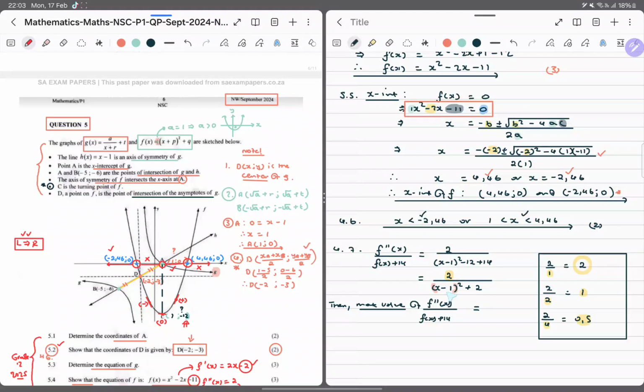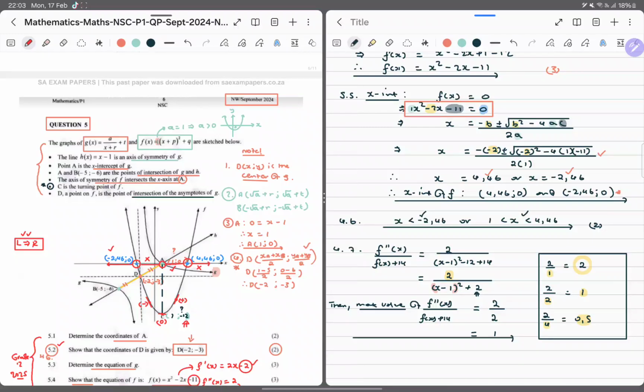But now look at this. This function has been transformed. So the minimum value is going to be the 2. So we're going to say this is equal to 2 divided by 2, which is equal to 1. And that's it.